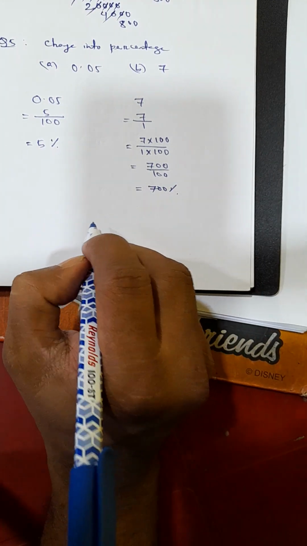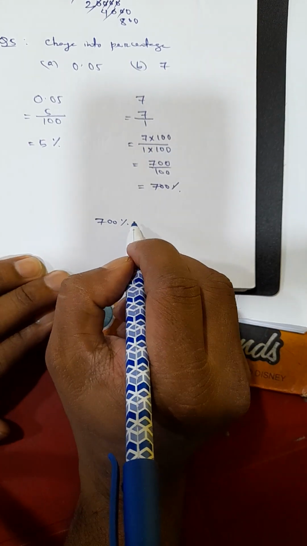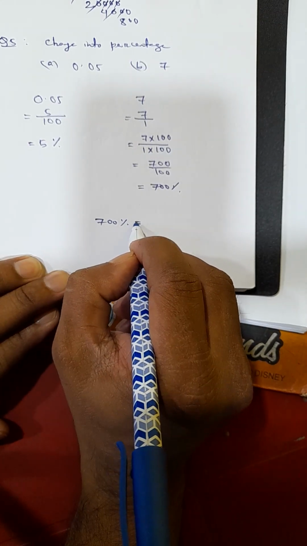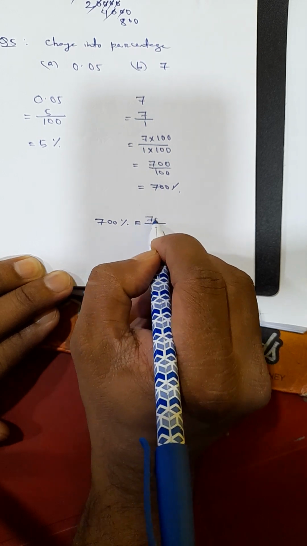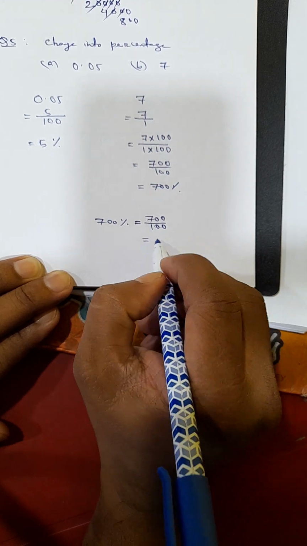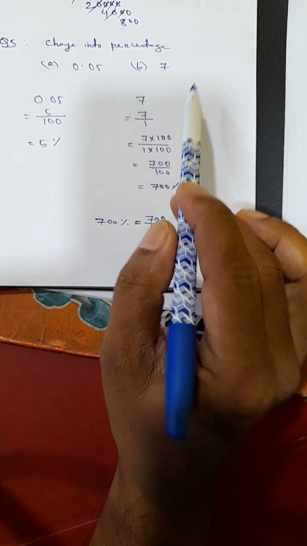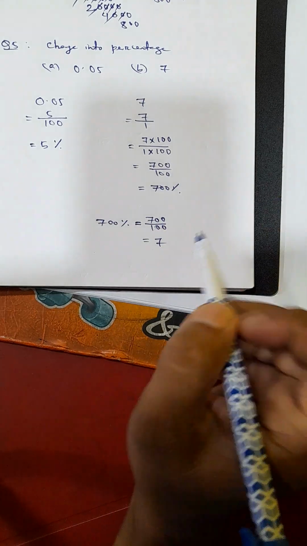That means if you convert 700% into a fraction or a number, what will you get? 700% means 700 divided by 100. Now 700 divided by 100 means 7. So 7 equals 700%, or 700% equals 7.